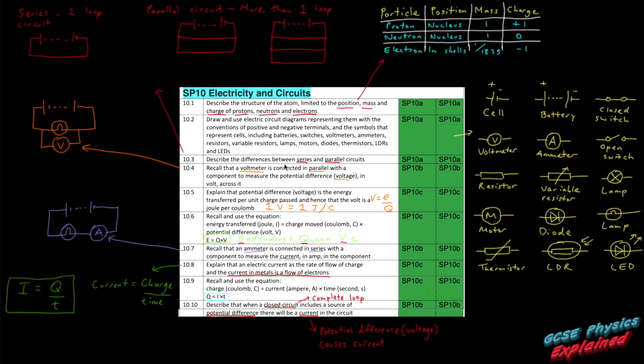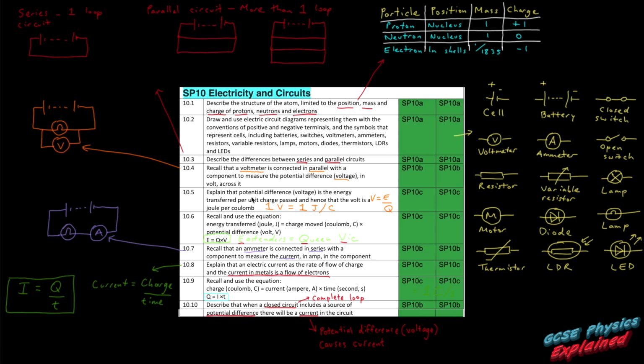10.3. Describe the differences between series and parallel circuits. A series circuit has only one loop. A parallel circuit has more than one loop. Recall that a voltmeter is connected in parallel with a component to measure the potential difference, or voltage in volts, across it. So there you go, we're trying to measure the voltage of that bulb. So you put your voltmeter in parallel across the bulb.